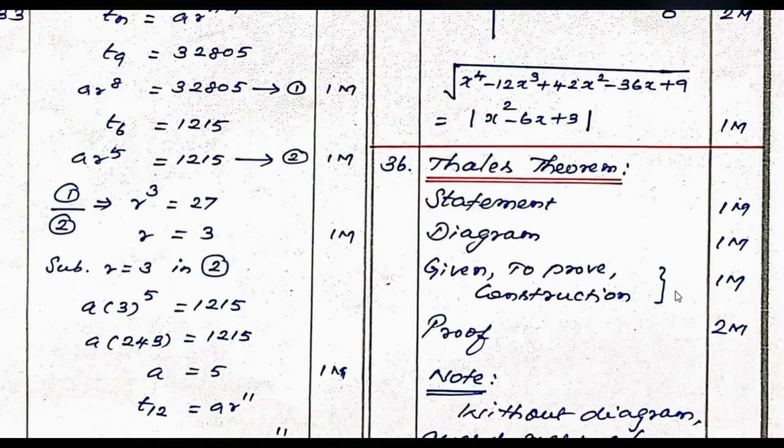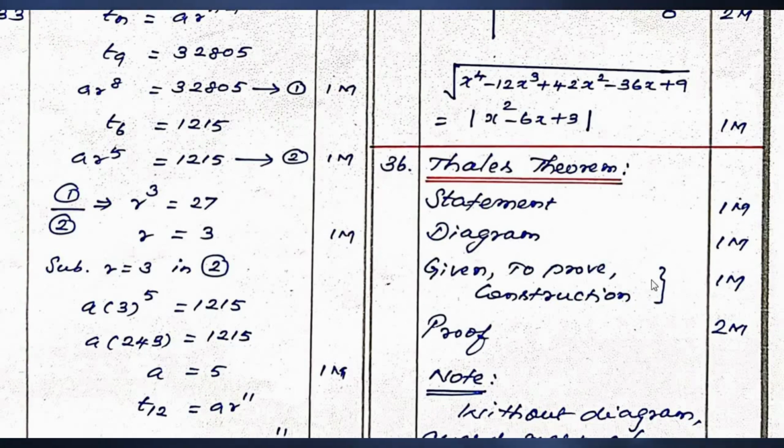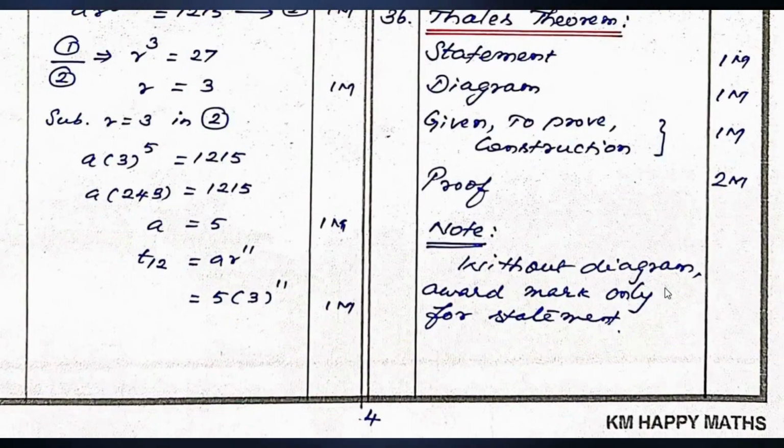Then a very important theorem: state and prove Thales theorem. You write the statement, diagram, given, to prove, construction and proof. For the key answer, for statement 1 mark, for diagram 1 mark, to write given, to prove, construction, 1 mark, and to write the proof, for this stage 2 marks. If you have proved it without a diagram, you will get marks only for the statement.